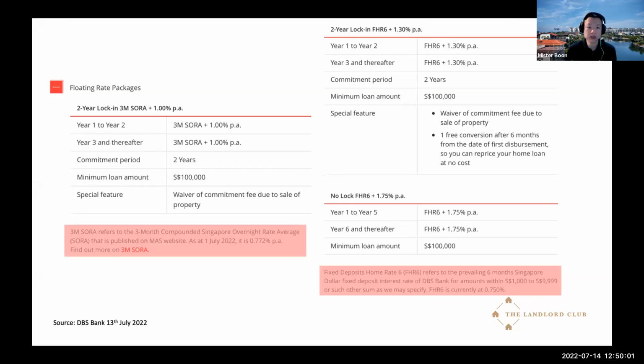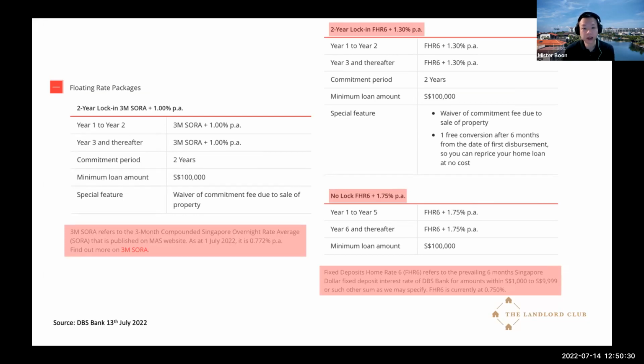So there are 2 types for you. One is the 2-year, 3 months SORA. The other is the 2-year fixed with FHR 6. For the FHR 6, there is a 2-year package and also a no lock-in package. You can see the plug itself plus 1.3 per annum. If you are fixed with them, they give you a lower rate. But if you are not fixed with them, you are given 1.75.